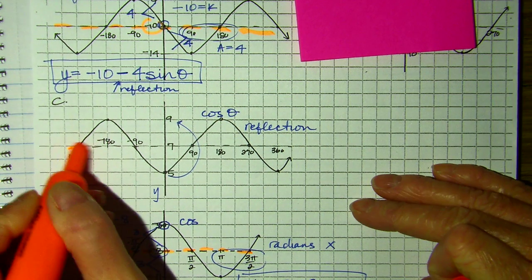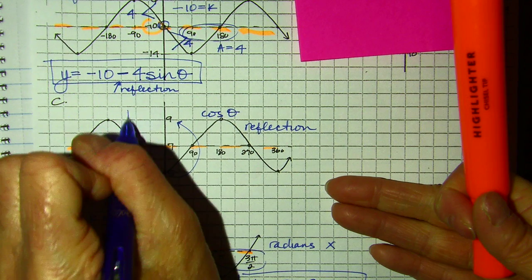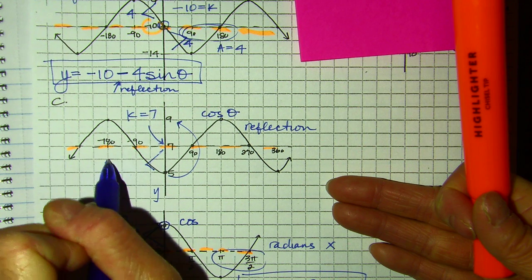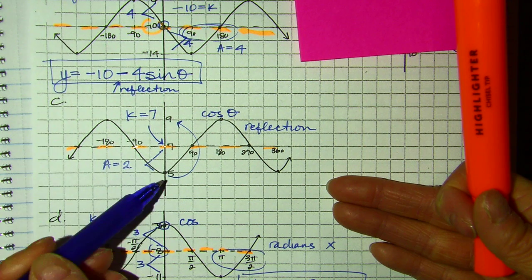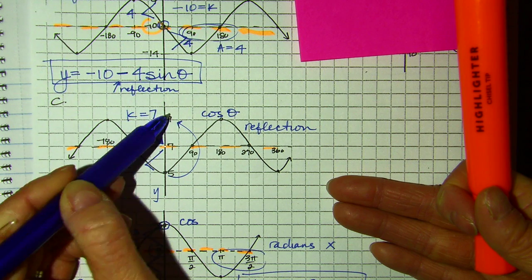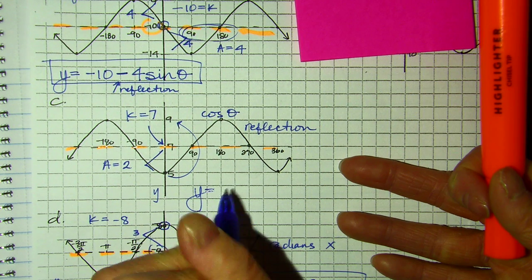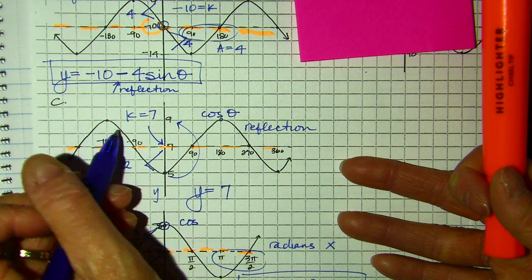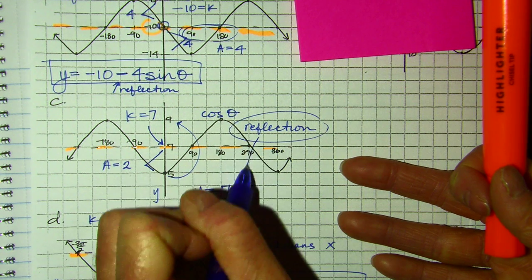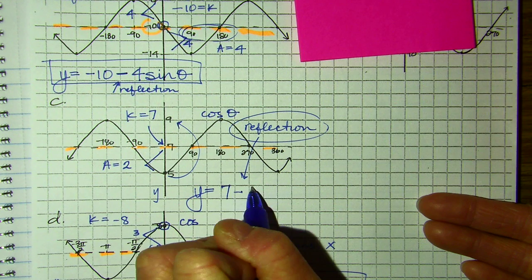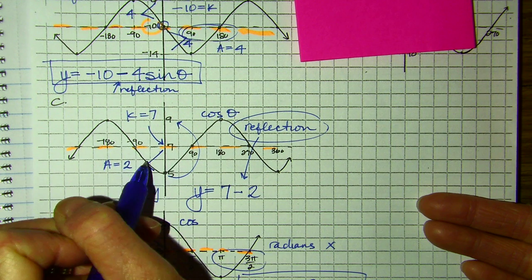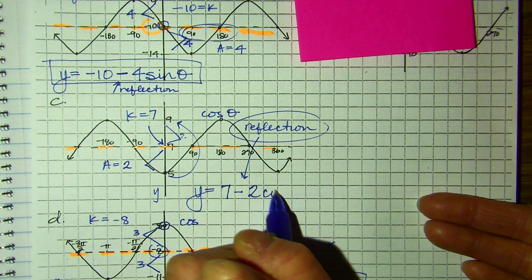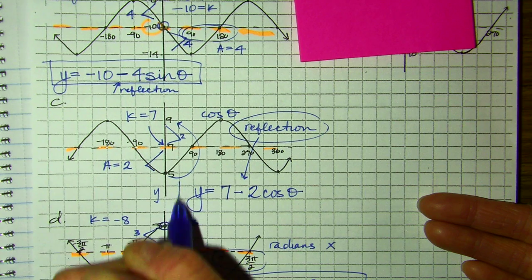My center line is at 7, so k equals 7. And my amplitude is 2 because the distance between 5 and 7 is 2, and the distance between 7 and 9 is 2. So y equals 7, it's a positive 7 because that's where my center line is. There has been a reflection, so this next part should be negative. Then my amplitude, the distance from the center line to the bottom, which is also the same as this. And then cosine of theta because it's in degrees.